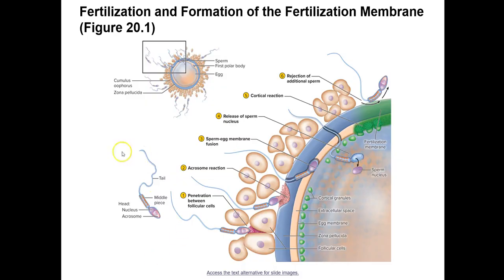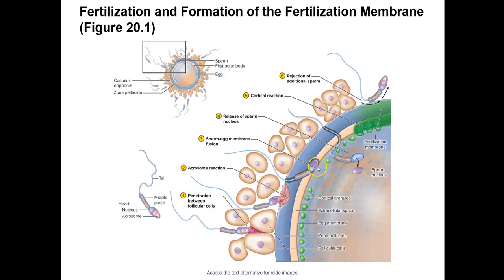So here you can kind of see the steps of fertilization. Here's our sperm cell. Again, it has that acrosome that allows it to be able to digest these follicular cells or penetrate through these follicular cells and then digest that gel membrane around the surface of the secondary oocyte. So you can see that sperm cell penetrating those follicular cells, breaking down that gel membrane through that acrosome reaction.